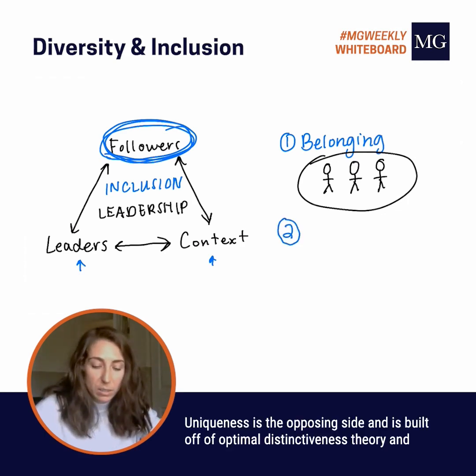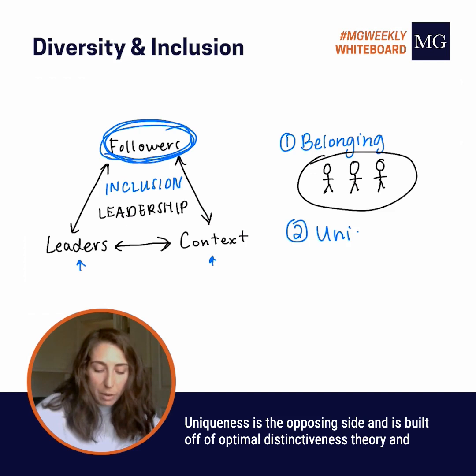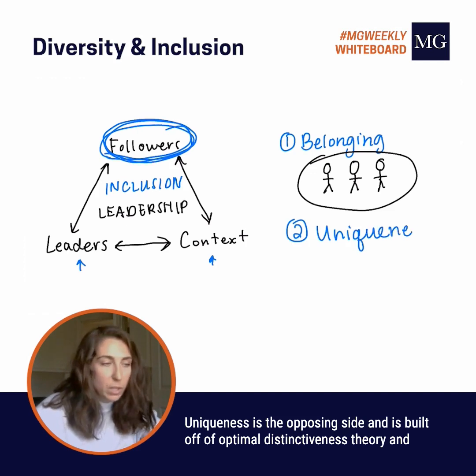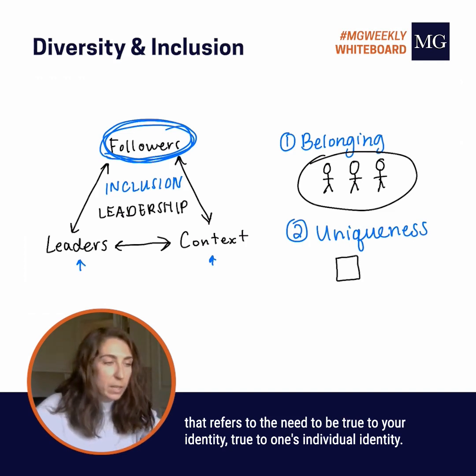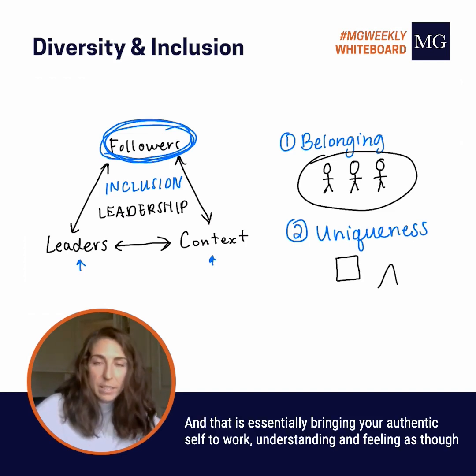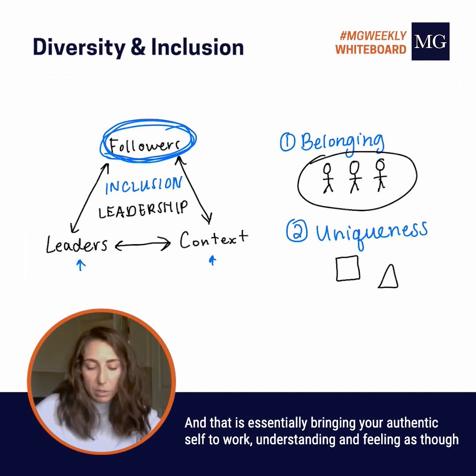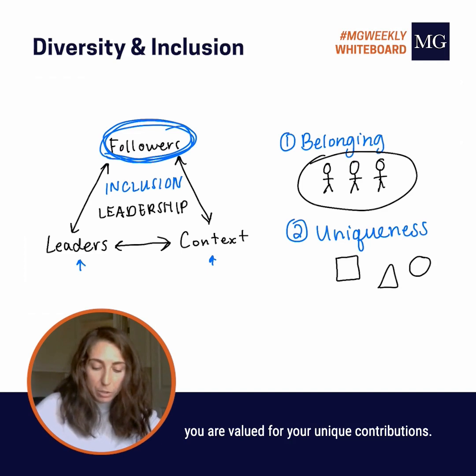Uniqueness is the opposing side and is built off of optimal distinctiveness theory. And that refers to the need to be true to your identity, true to one's individual identity. And that is essentially bringing your authentic self to work, understanding and feeling as though you are valued for your unique contributions.